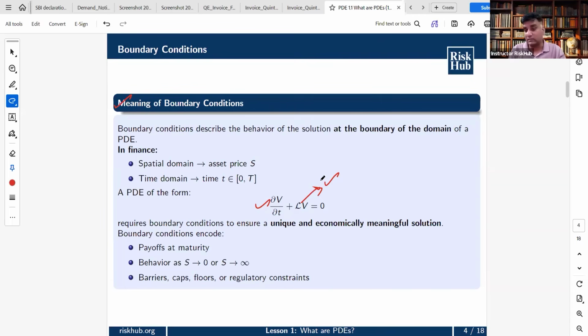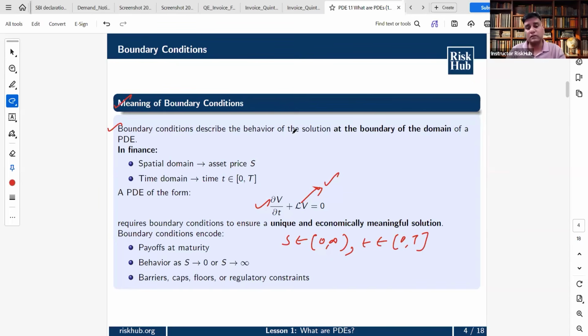Boundary conditions tell us what happens at the edges of the problem. For option pricing, the domain is usually S from 0 to infinity, and t from 0 to T. Okay, meaning S equal to 0, the stock becomes worthless; S tends to infinity, the stock becomes extremely large; t equal to T, the option reaches maturity; barrier level, a knock-in or knock-out event. So the key idea is that boundary conditions stop the PDE from producing mathematically possible but financially wrong answers, right? That is what we have, right?